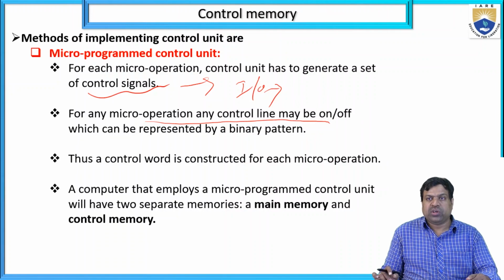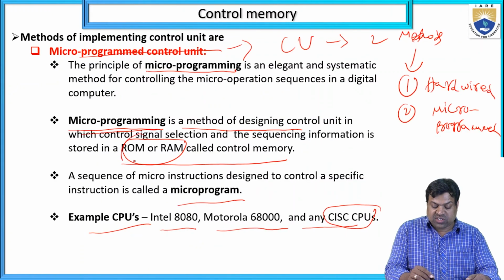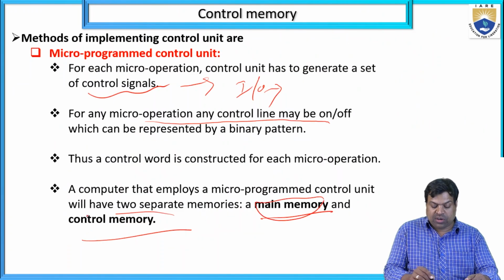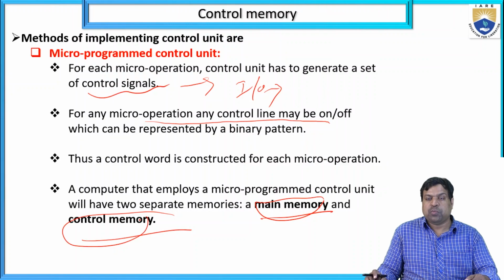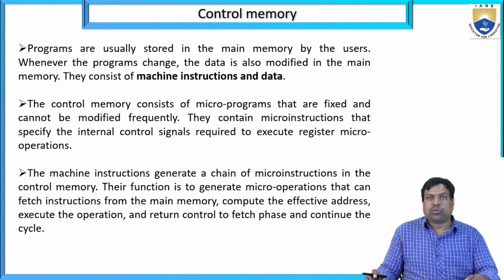A computer that employs a microprogrammed control unit will have two separate memories, main memory and control memory. Previously we discussed ROM and RAM only, but here we are taking main memory and control memory. We have to use these two types of memories for microprogramming operations. The programs are usually stored in the main memory by the users. Whenever the programs change, the data is also modified in the main memory.